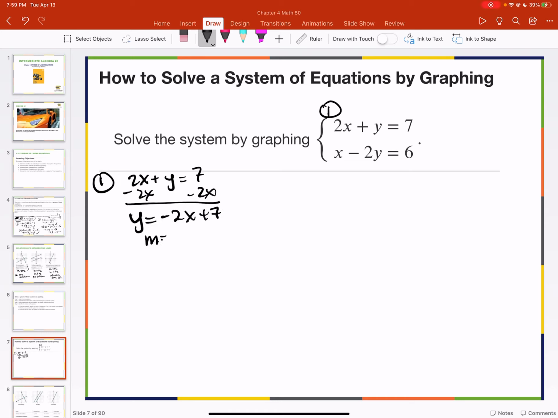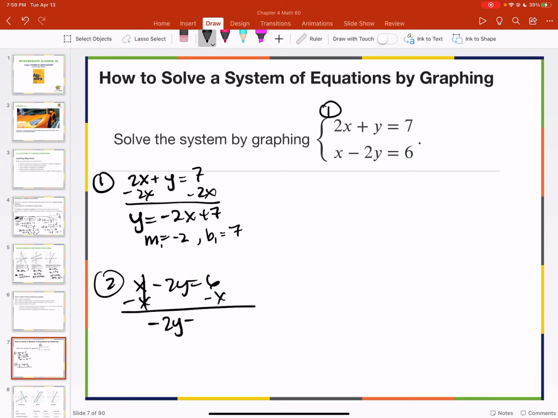So here the slope is -2 and the y-intercept is 7. Okay. And then the second one, I'm going to do the same thing. x minus 2y is equal to 6. So I'm just going to solve it in y equals mx plus b form. -2y is equal to -x plus 6. Divide by -2. y is equal to 1/2 x minus 3. So in this case, the slope is 1/2 and the y-intercept is -3.